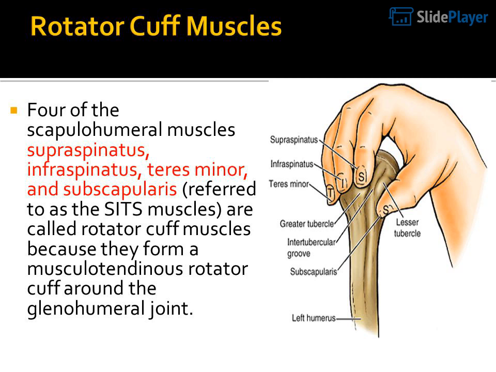Rotator cuff muscles. Four of the scapulohumeral muscles: supraspinatus, infraspinatus, teres minor, and subscapularis, referred to as the SITS muscles, are called rotator cuff muscles because they form a musculotendinous rotator cuff around the glenohumeral joint.